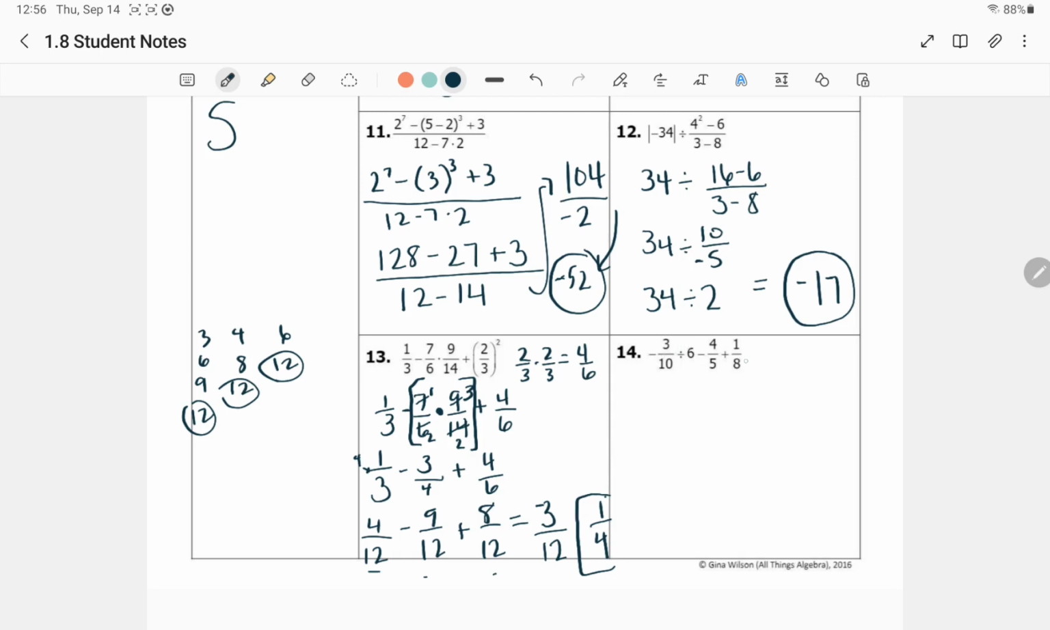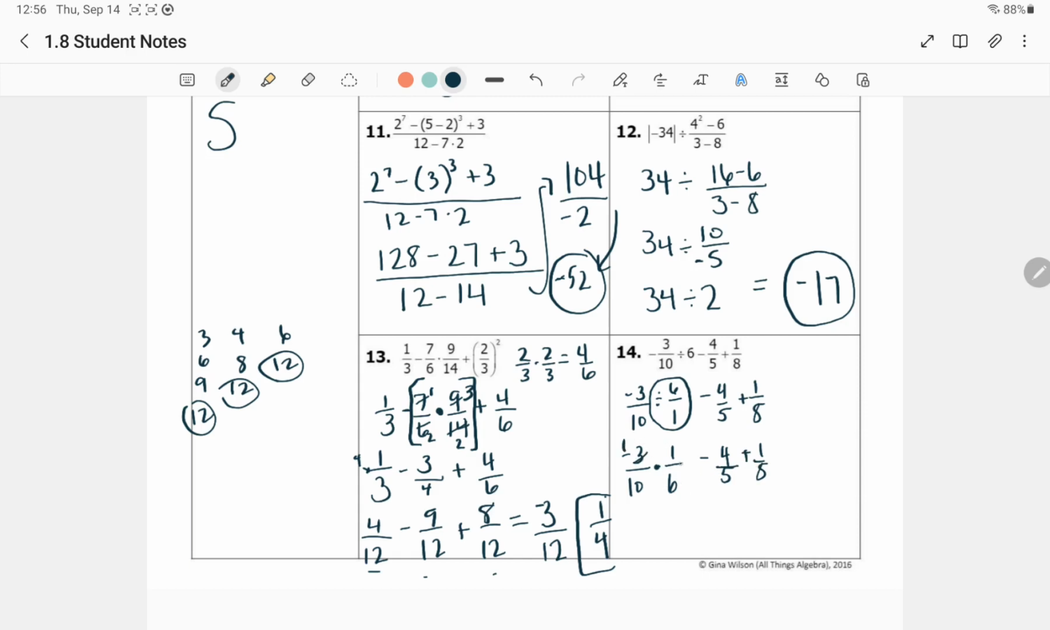All right, here we go again with some fractions here. But I see division. So it's -3/10. And then we're dividing. We're going to make 6 a fraction, which is 6/1. And then the rest is 4/5 plus 1/8. And then I know the rule for fractions is you can't divide, so you just multiply by the reciprocal. So it's -3/10 times 1/6. Then you have -4/5 plus 1/8.